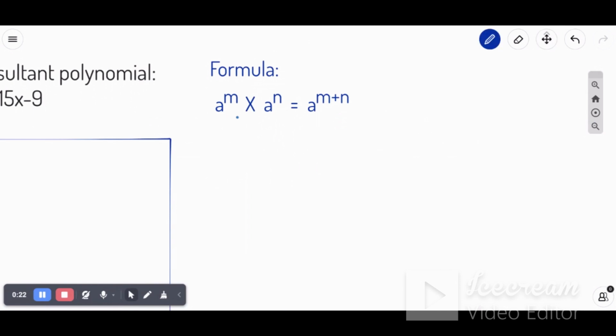The base formula you know, a power m into a power n, which notifies that if you have the same base, like 2 power 3 into 2 power 4, since your base is the same, what you can do is put the base as such and then add the powers. So this is the formula we'll be using throughout.